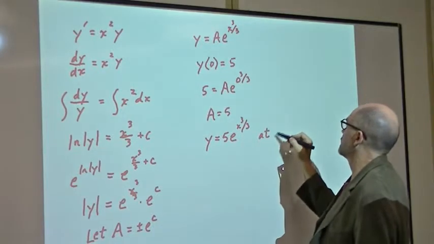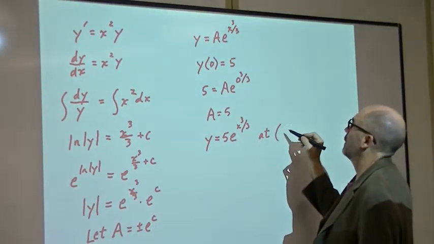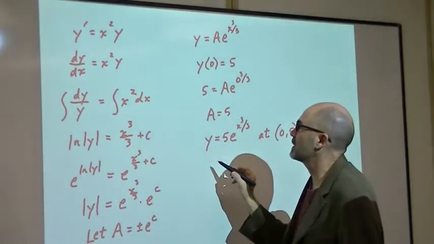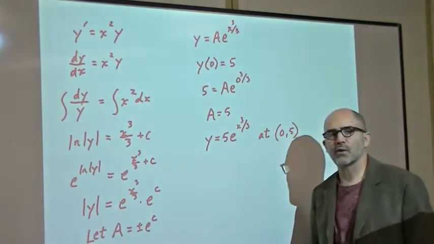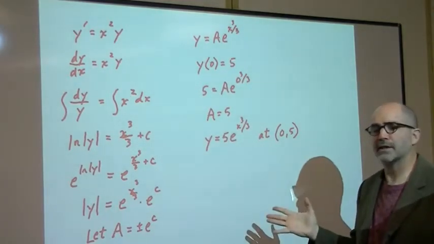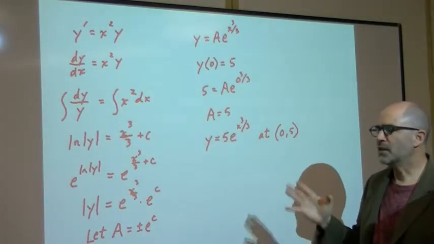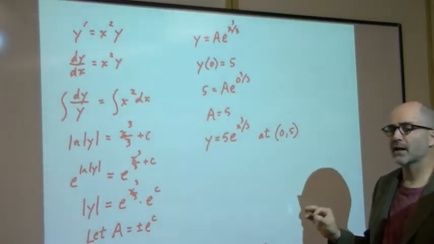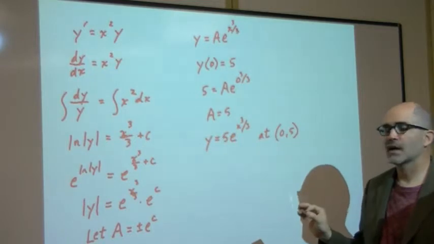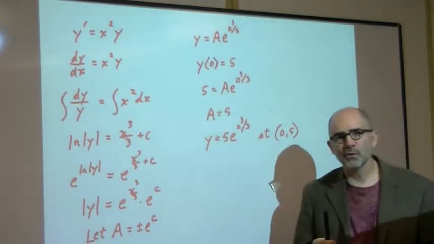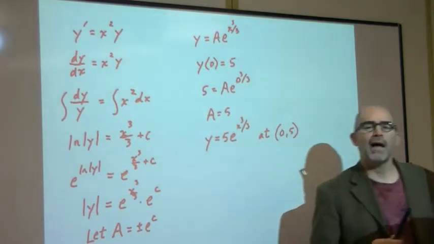So the specific solution is y equals 5e to the x cubed over 3 at the point (0, 5). There's my specific solution to that differential equation. Okay, so once again, piece of cake. It's just too easy. So we're going to have to crank up the juice a couple of notches. This problem that we're about to do is maximum juice.